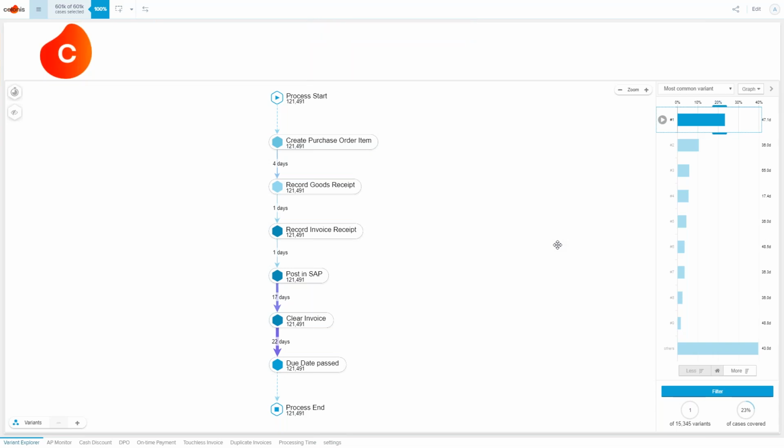And what Celonis allows us to do now is that, right now we're looking at around 120,000 occurrences of this process. Now we can start looking at this being the number one variant of this process. What are other patterns this process is taking? And to be exact, this is actually the first out of 15,000 variations and covering only 23% of the cases.